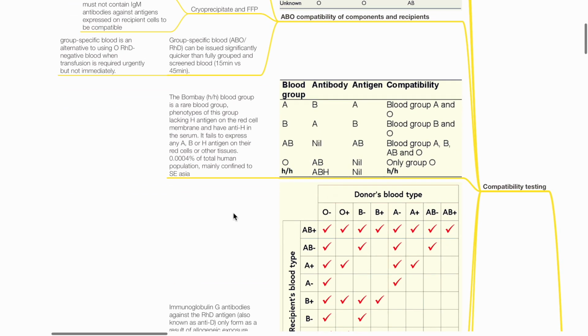The Bombay HH blood group is a rare blood group. Phenotypes of this blood group lack the H antigen on the red cell membrane and have anti-H in the serum. They fail to express any A, B or H antigen on their red cells or other tissues. The only blood type that is compatible for transfusion is the Bombay blood group.